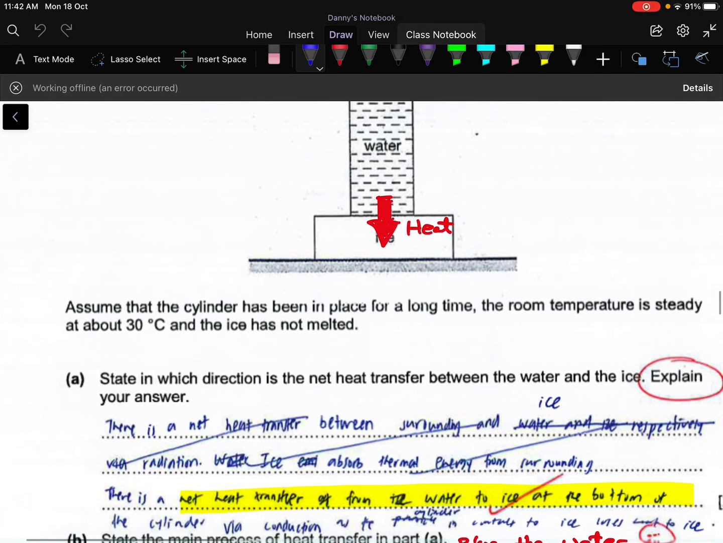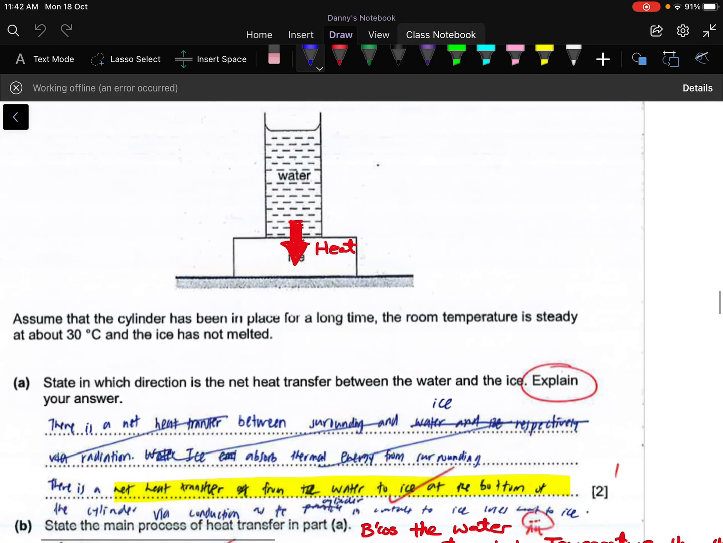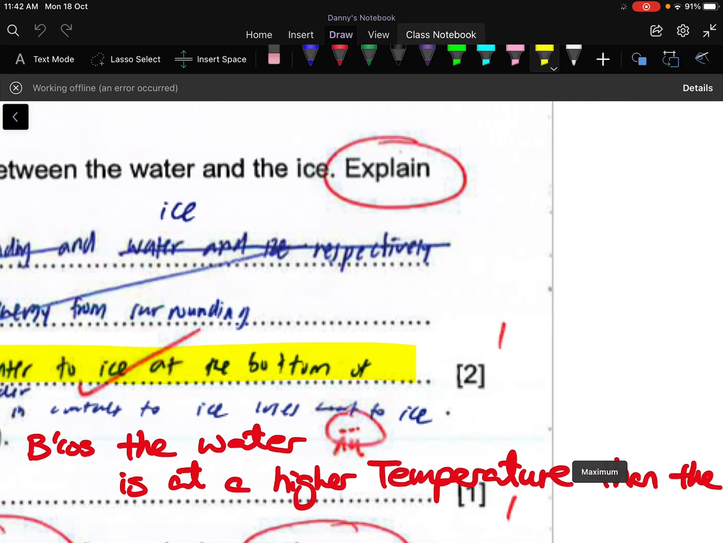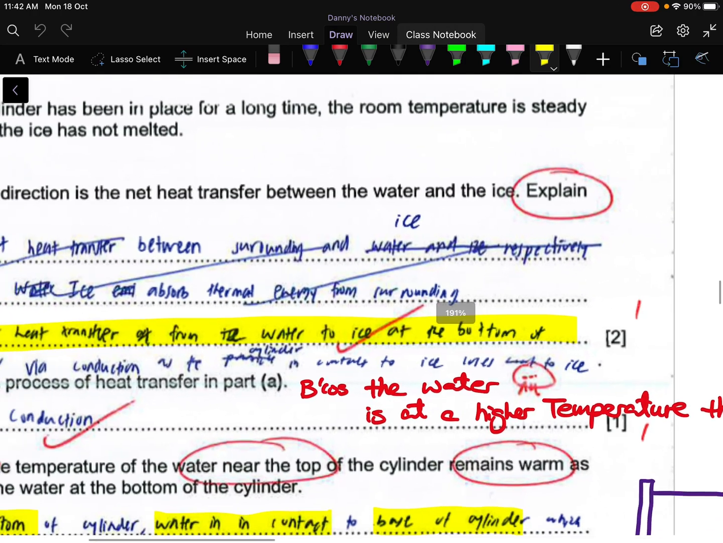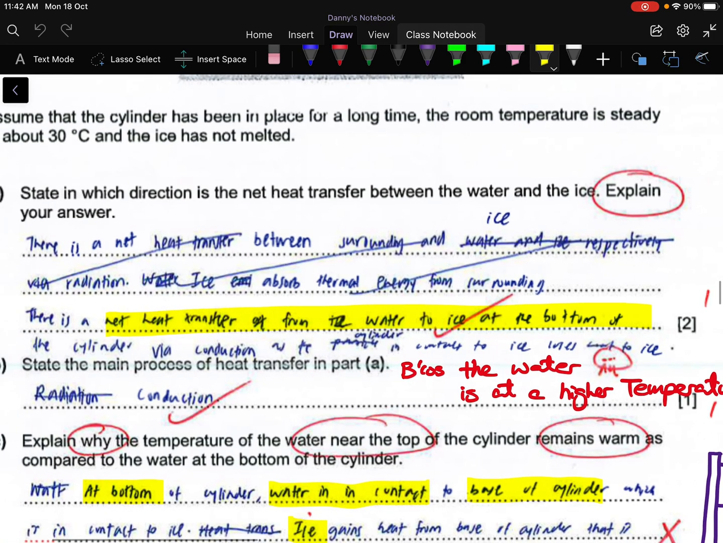bottom. So in part A, they are asking you to state the direction of the heat and they are asking you to explain. It is a 2-mark question with 3 answer lines, so you will definitely need to give a bit more detail. So to get the first mark, you just need to state what is the direction.